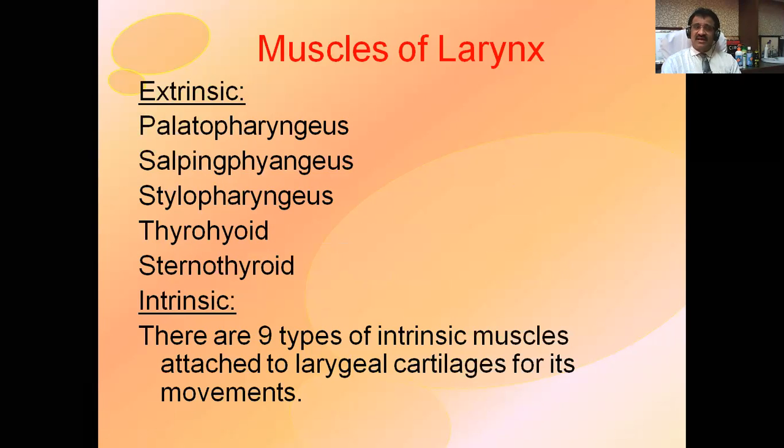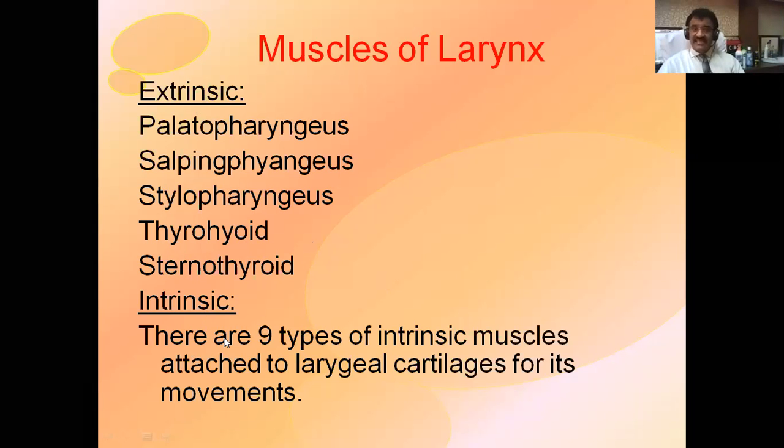Now, what are the muscles of larynx? What muscles are located in the larynx which help it to carry out its function? There are 1, 2, 3, 4, 5 extrinsic muscles. Everywhere there is the word extrinsic and intrinsic. Extrinsic means coming from outside to that part. So palatopharyngeus muscle, salpingopharyngeus muscle, stylopharyngeus muscle, thyrohyoid muscle. Thyrohyoid muscle we have already studied in the infrahyoid muscles. So thyrohyoid and sternothyroid. These are very common muscles, but you have to remember these three also. So altogether 5 extrinsic muscles we find in larynx.